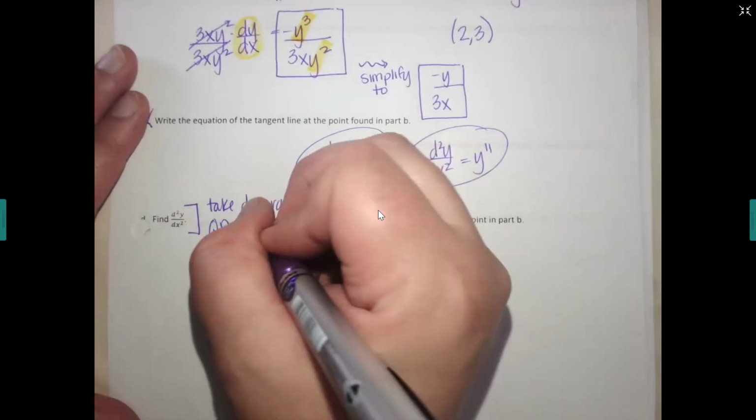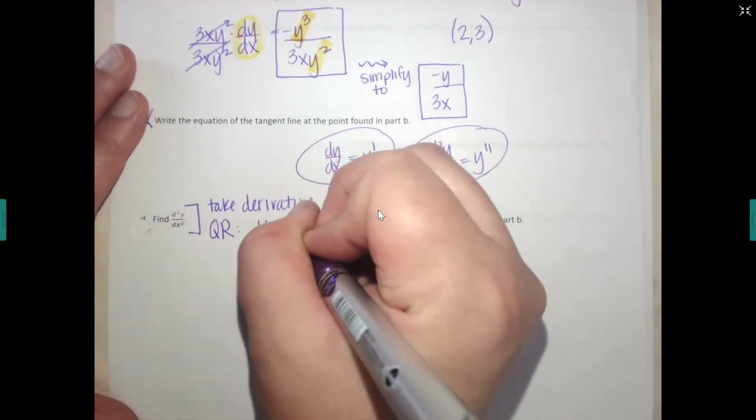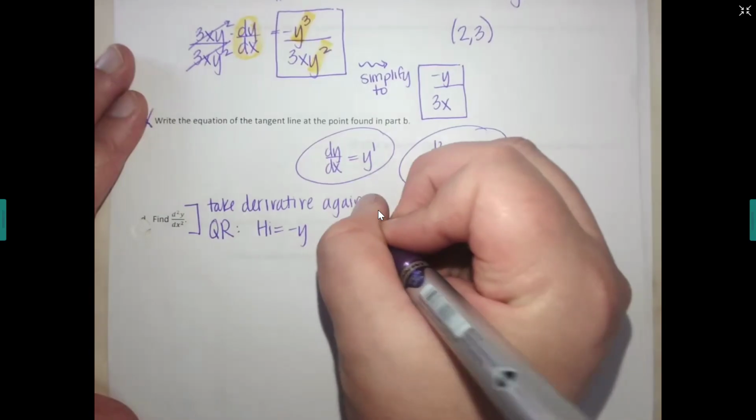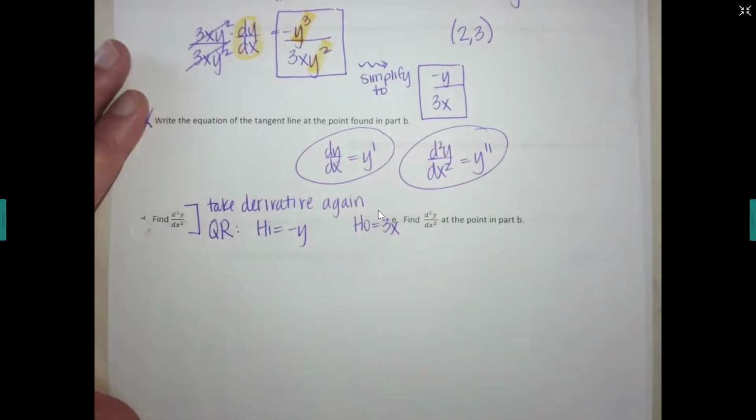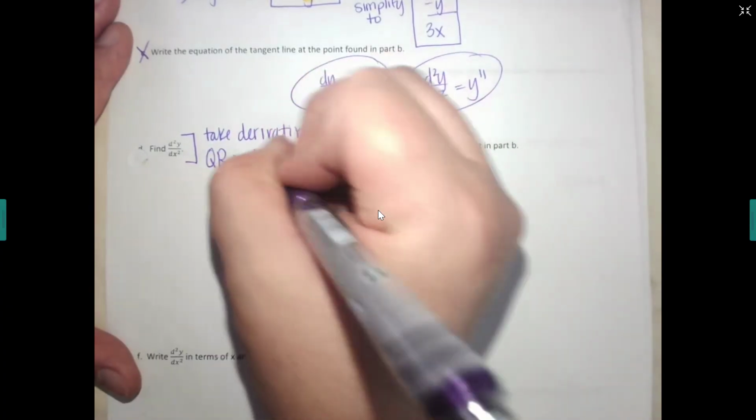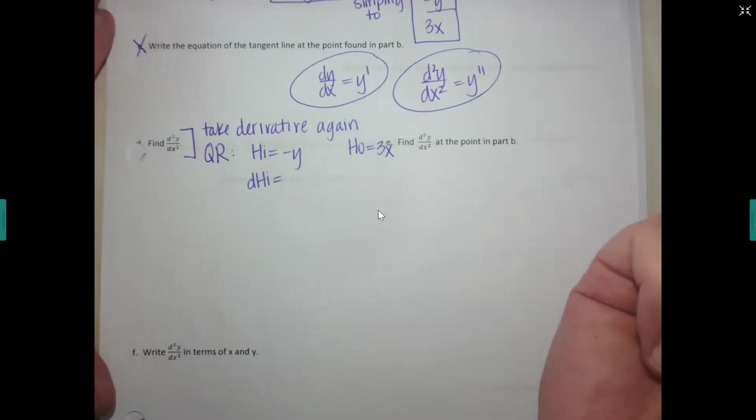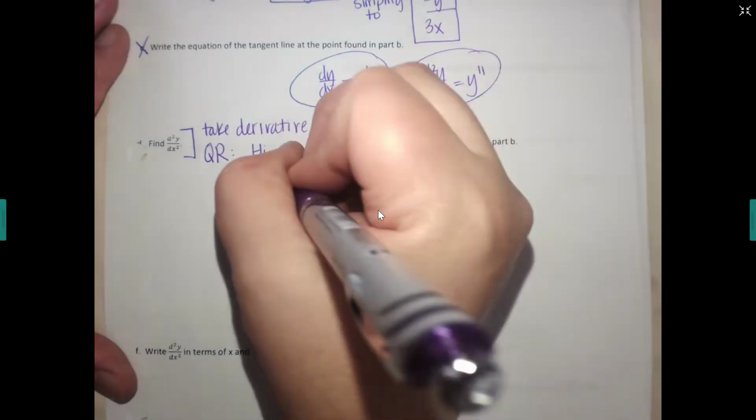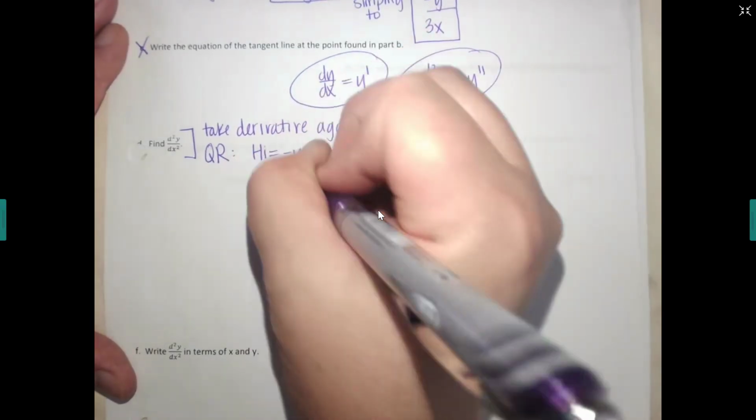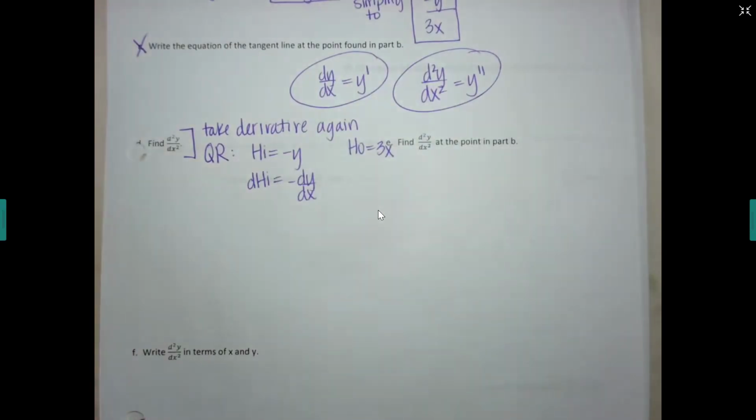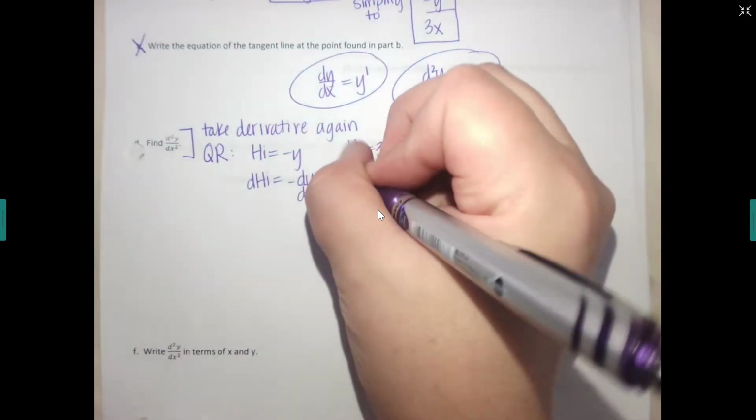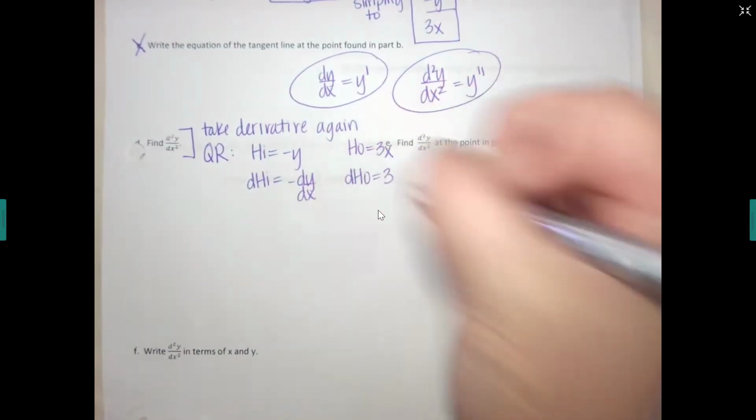So the high is a negative y. Ho is a 3x. That means that d high is what? Negative 1 what? dy dx. Because remember, if it had a y in it, you have to keep the dy dx on the end. Then for your 3x, what's the derivative? For d ho, just a 3.